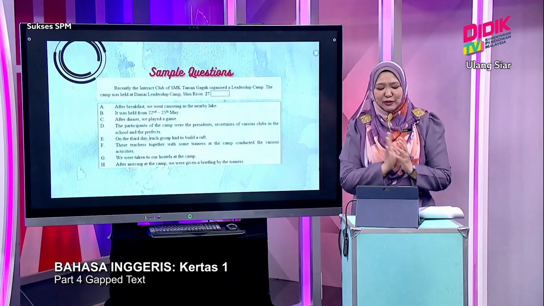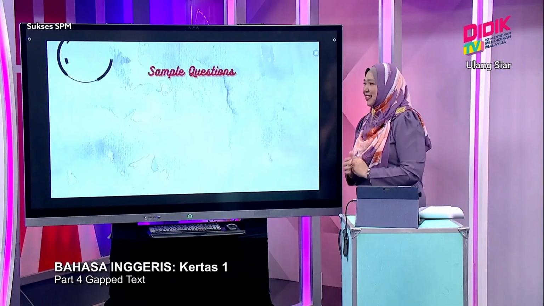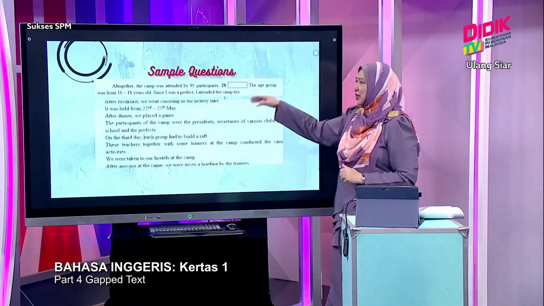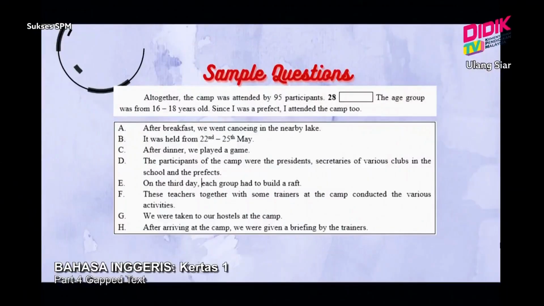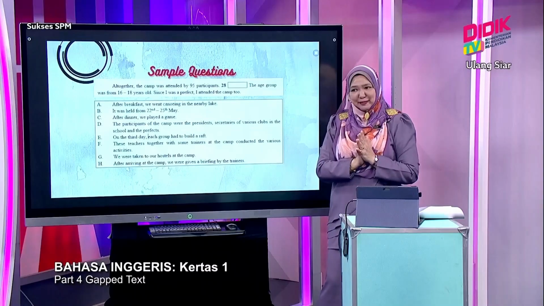Okay, how about another one? Here, the second one. "Altogether, the camp was attended by 95 participants. 28. The age group was from 16 to 18 years old. Since I was a prefect, I attended the camp too." So what is the clue that you can use here?